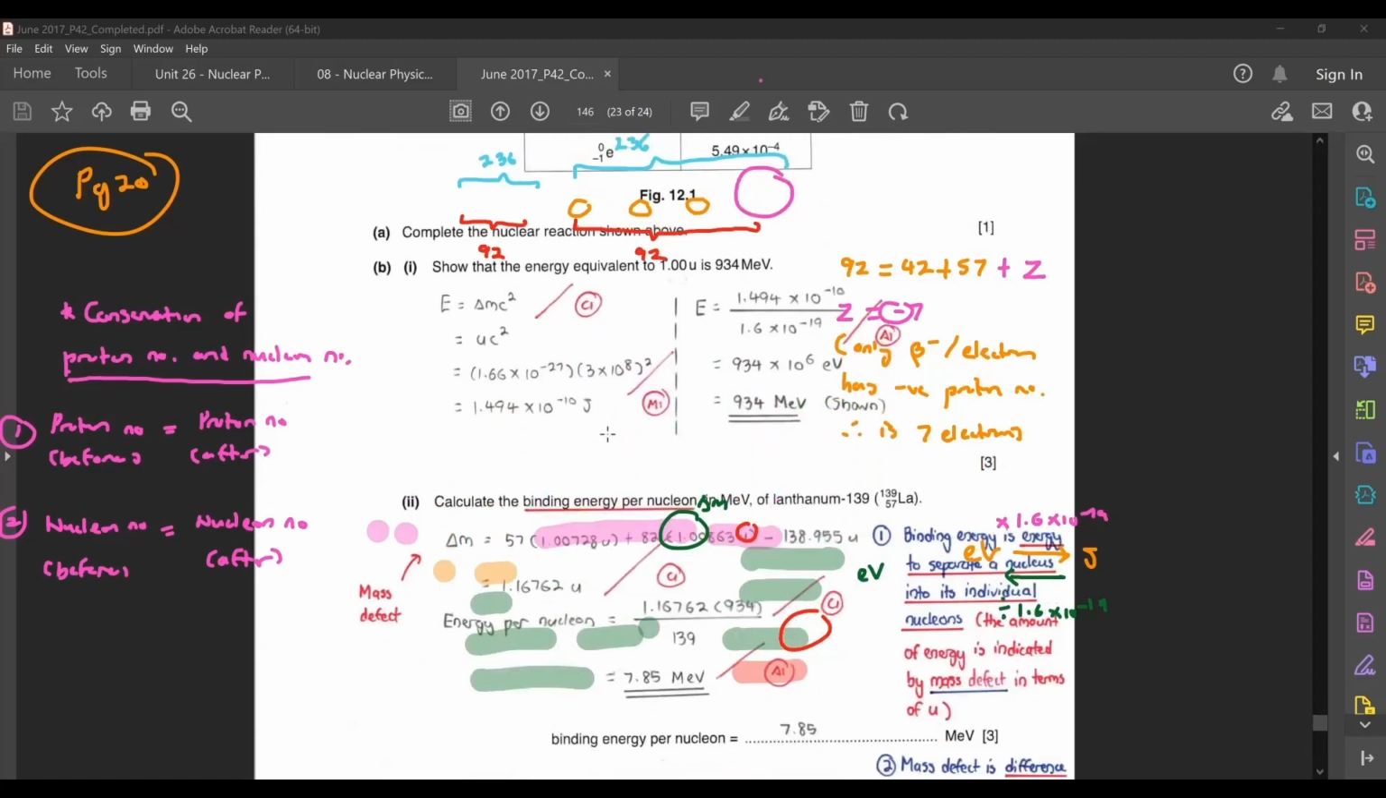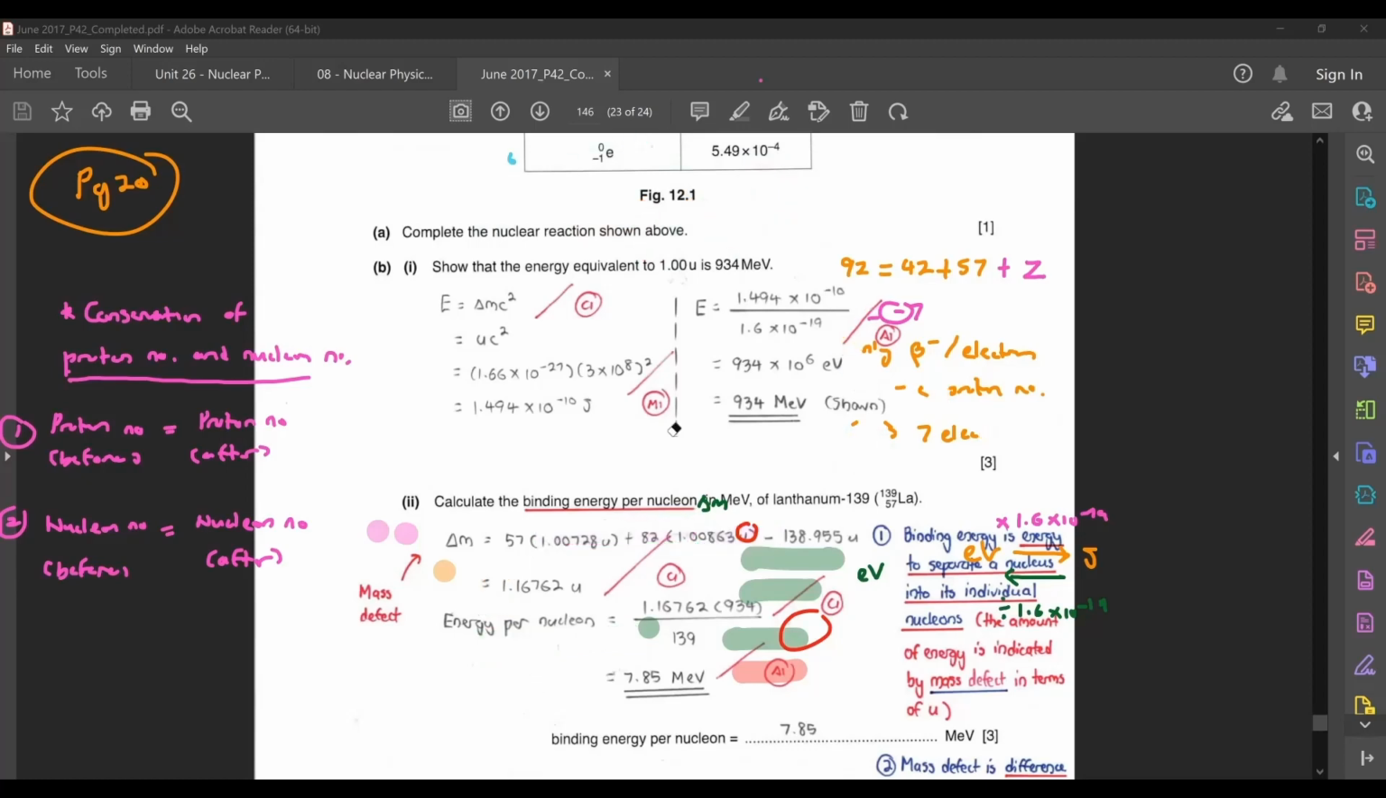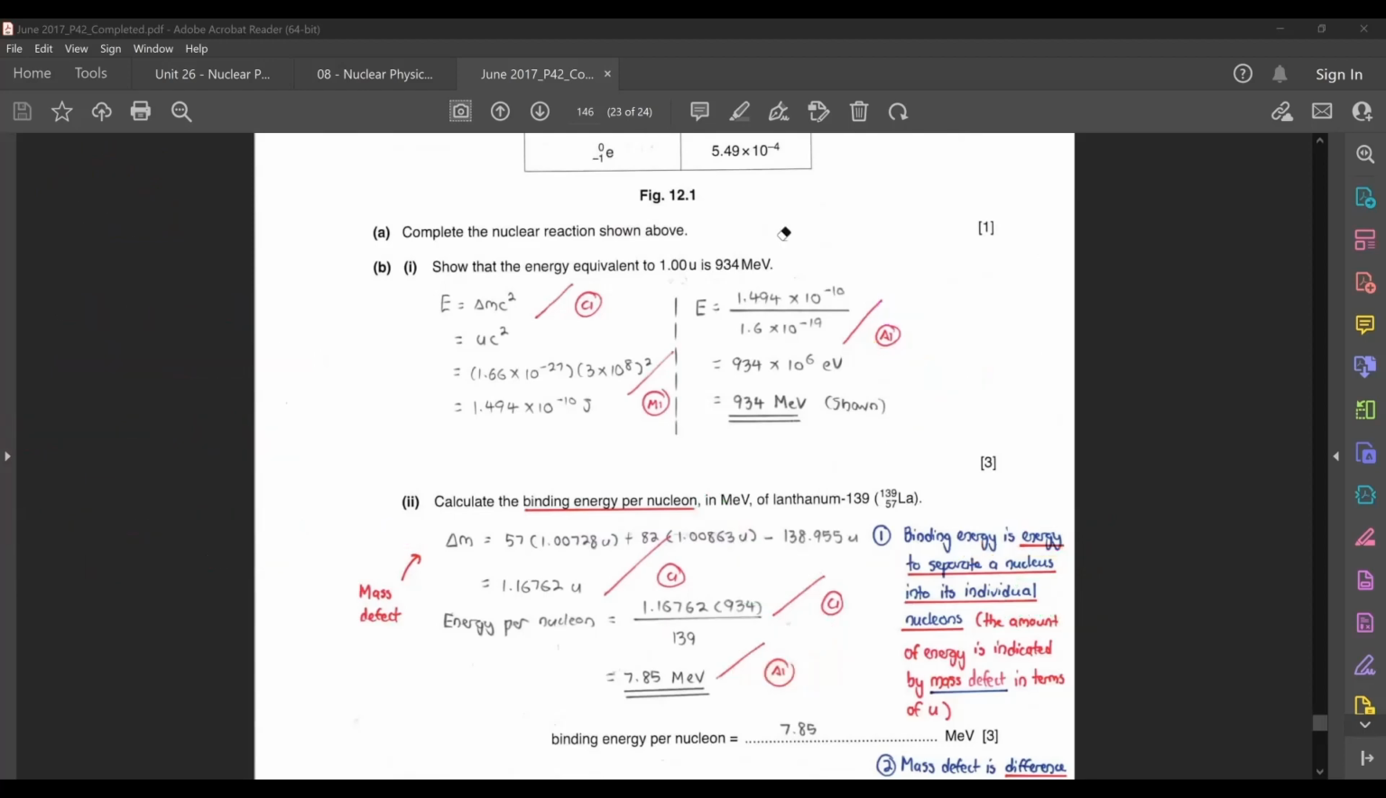All right, then after that, let me just erase off whatever is unnecessary here. Maybe it's better I just clear off everything. Okay, now from there, calculate the binding energy per nucleon in mega eV of lanthanum 139. So in your case, they want the binding energy per nucleon.